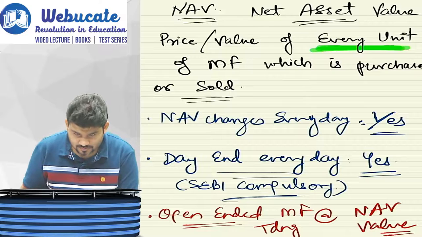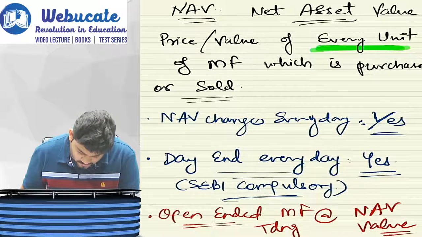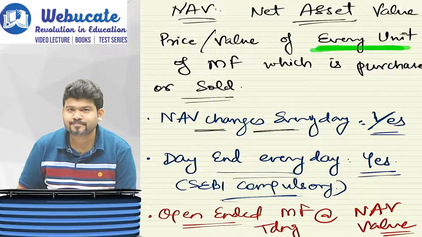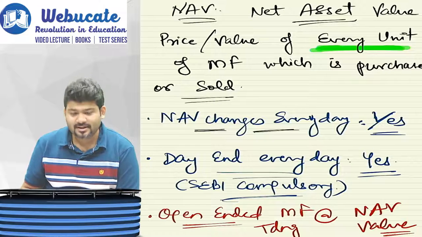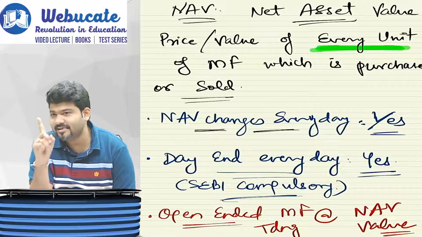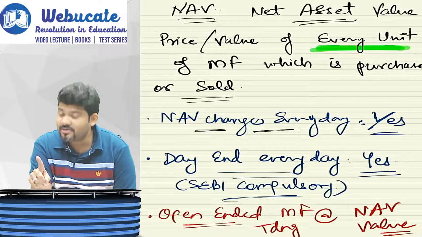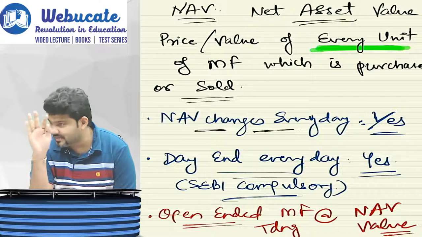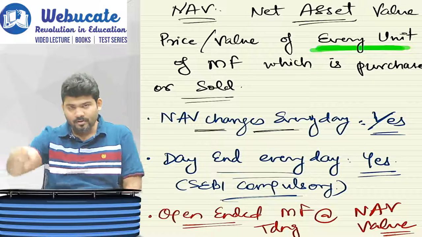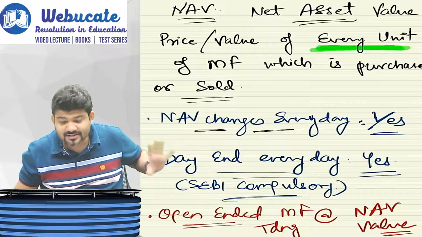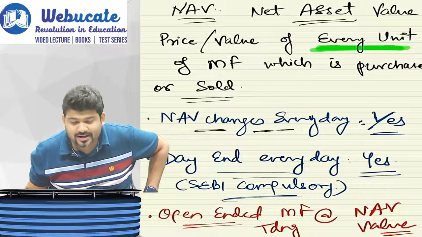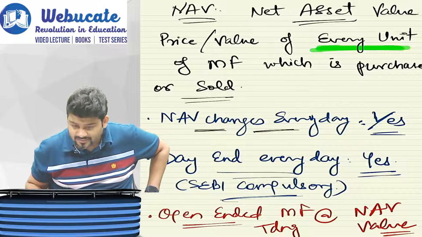Net asset value changes every day. Yes or no? Every working day. According to SEBI, what has SEBI said? Every day end, you have to prepare the net asset value of the fund for every unit based on the market value of the shares, bonds, investment accrued, interest accrued, dividend accrued, less any expenses paid proportionately. All of this has to be done day end, every day, SEBI compulsory. Open-ended fund trading will always be on net asset value. So purchase and sales will always be on the net asset value.